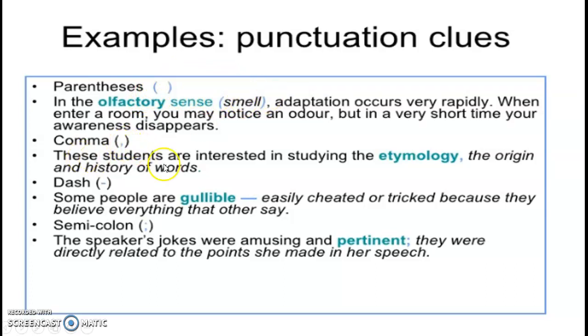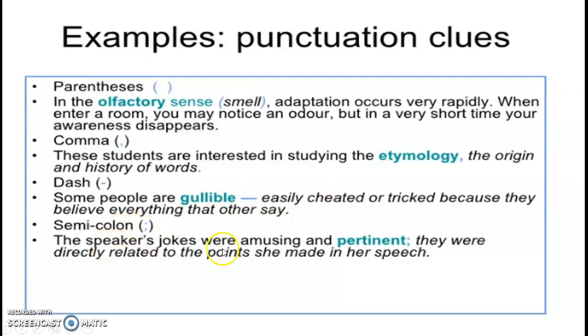Now, comma. The students are interested in studying the etymology, comma, and then you have the origin and history of words. So comma indicates that after the comma, you are going to define the word. So over here we are defining etymology. With dashes, some people are gullible, easily cheated or tricked. So over here, dashes indicate that you are going to apply a synonym. So that is dash indication.